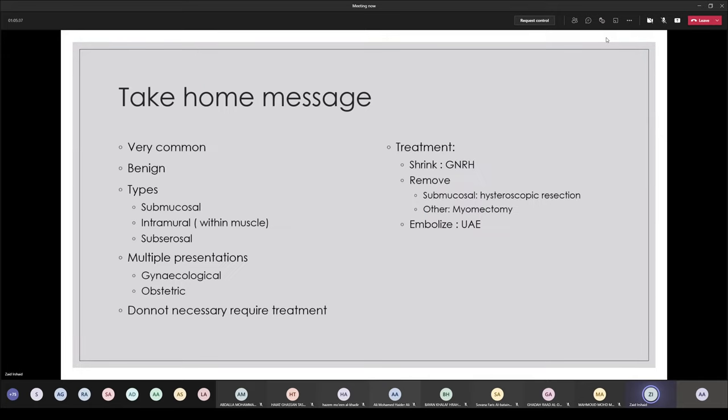So in general, just know it's very common. It's highly unlikely to be malignant. It's either submucosal, intramural, or subserosal. It can present in multiple ways, although it's most commonly asymptomatic. It has gynecological and obstetric complications. Don't treat unless it's symptomatic, and treatment will depend on the eventual goal. Do we need to treat the abnormal uterine bleeding and anemia? Do we need to treat fertility, the pain, and so on?